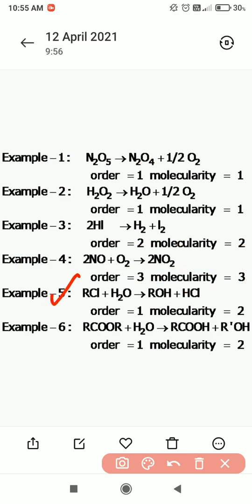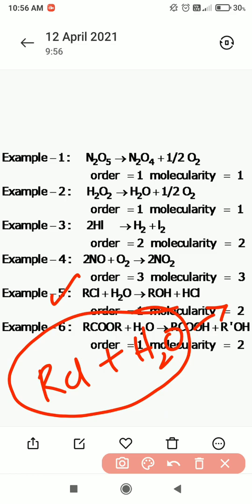Next, example 5. 1 mole of alkyl halide reacts with a water molecule to give an alcohol plus HCl. What is the molecularity of this equation? How many molecules participate? 2 molecules participate, so the molecularity is 2.